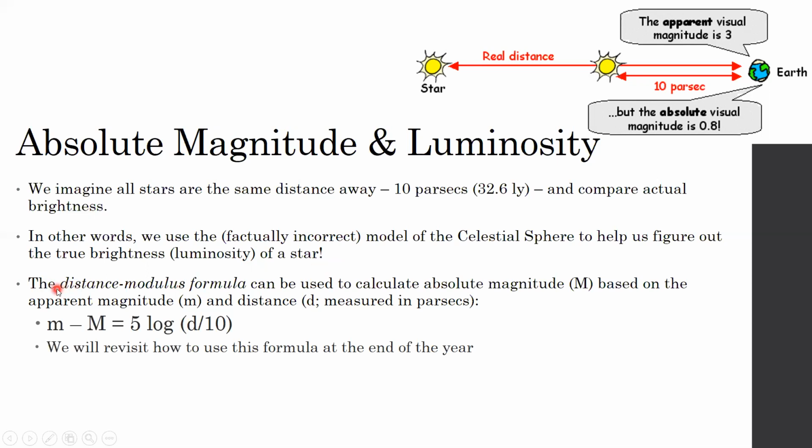Now, another thing to mention here, we have a formula called the distance modulus formula. It can be used to calculate absolute magnitude, capital M, that's the variable, based on the apparent magnitude and the distance to the star. On the other hand, you can also use this formula to calculate the distance, and that's something we're going to revisit later in the year. But if you know the distance to the star, and there are a few different methods of finding that, we're going to be spending a lot of time on that, and if you know the apparent magnitude, which is lowercase m, then you can rearrange this formula to calculate our absolute magnitude right here.